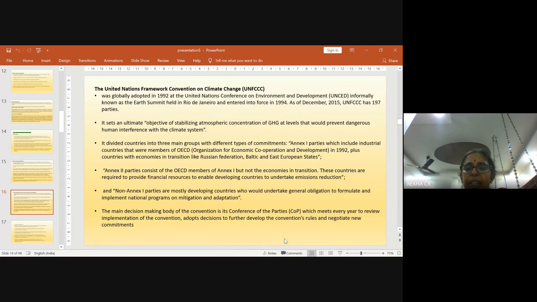Annex 1 parties include the industrial countries that were members of the OECD, Organization for Economic Cooperation and Development, in 1992, with the countries with economies in transition like the Russian Federation, Baltic and East European states. This is one group. Annex 2 parties consist of OECD members of Annex 1, but not the economies in transition. These countries are required to provide financial resources to enable the developing countries to undertake emissions reduction. And non-Annex 1 parties are mostly developing countries who would undertake a general obligation to formulate and implement national programs on mitigation and adaptation. The main decision-making body of the convention is its Conference of the Parties, which meets every year to review implementation of the convention, adopts decisions to further develop the convention rules, and negotiate new commitments.